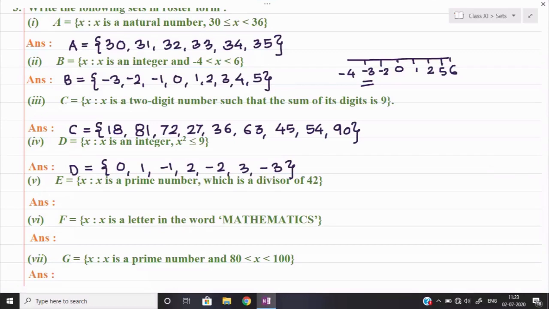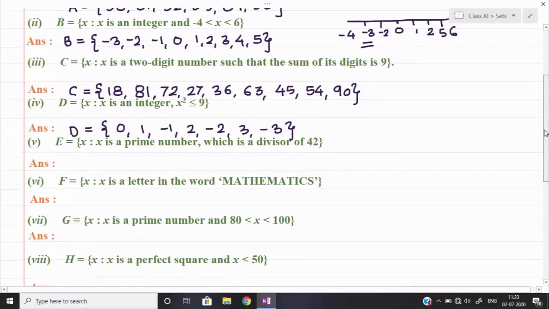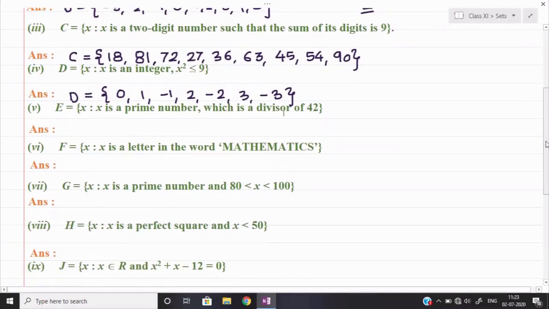Now similarly, part number 5 we can see now. In part number 5, they are saying x is a prime number which is a divisor of 42. It means that you have to include the prime numbers which can divide 42. So first of all, I will take only those prime numbers which can divide 42. First, if I write down all the numbers which can divide 42, out of those we can pick up the prime numbers.